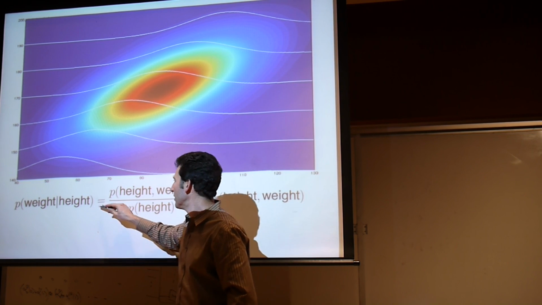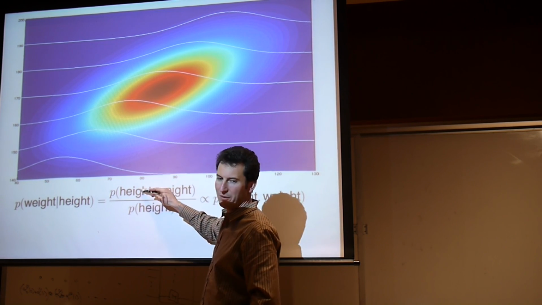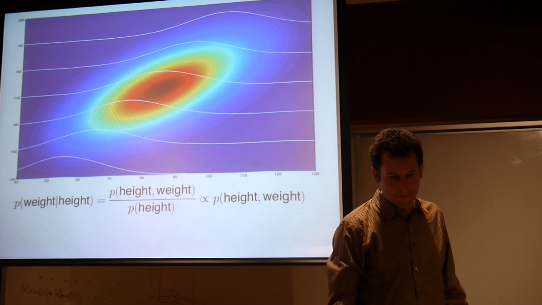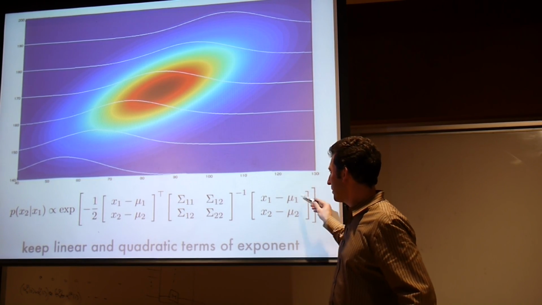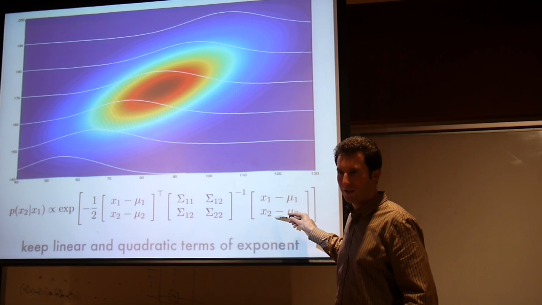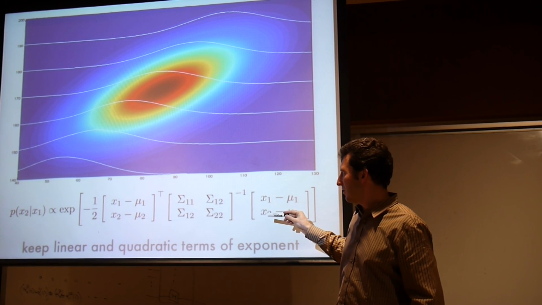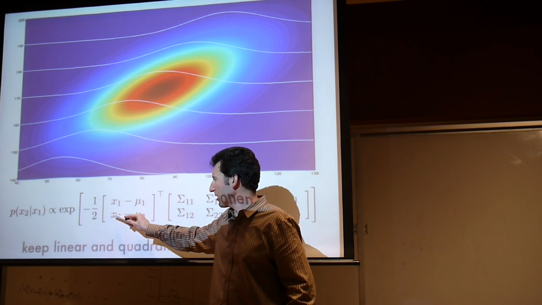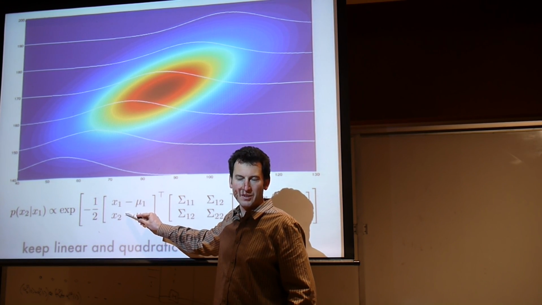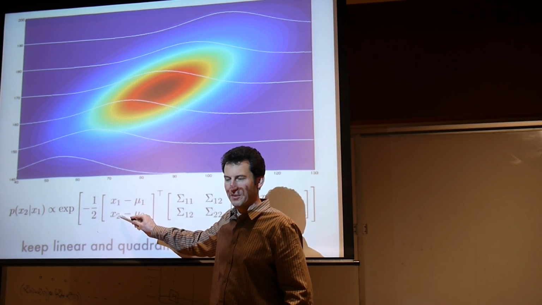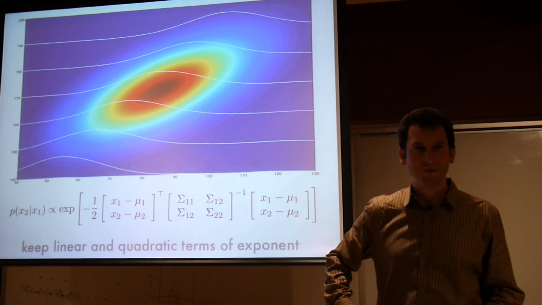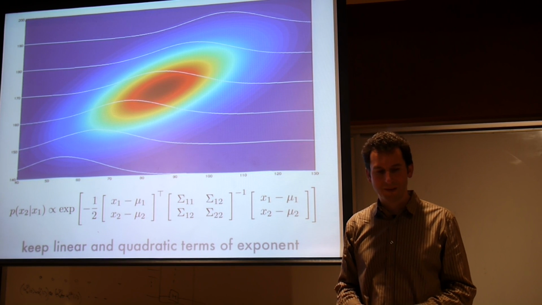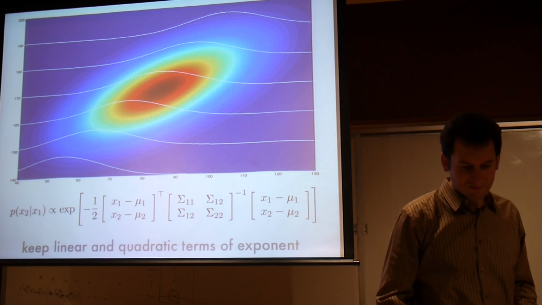But since I already know p of height, I only need to know that functional form, and that means that all we need to do is look at this equation here and tease out all the linear and quadratic terms in x2. Because if we know all the linear and quadratic terms in x2, we can just figure out the normalization anyway, so we don't even need to compute the rest. It just makes our life a lot easier.